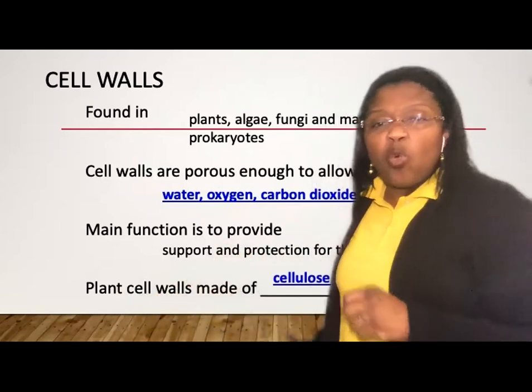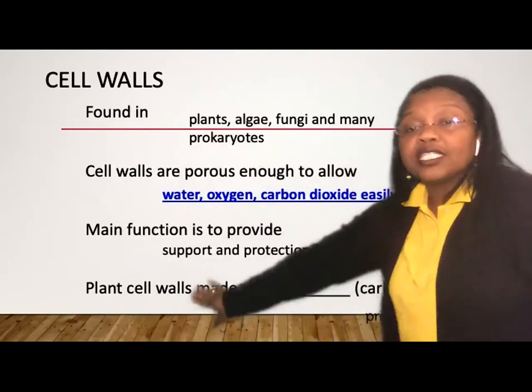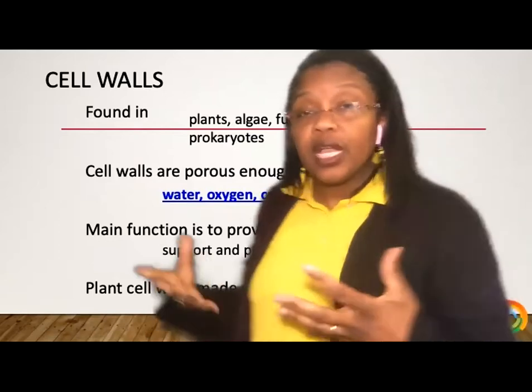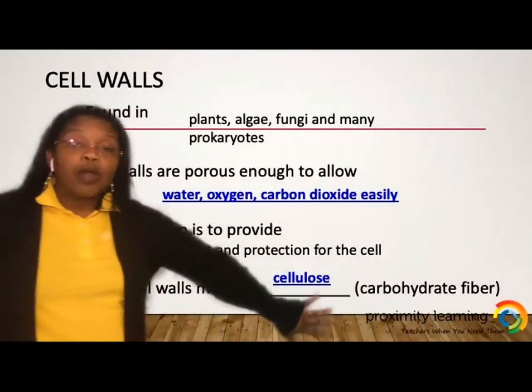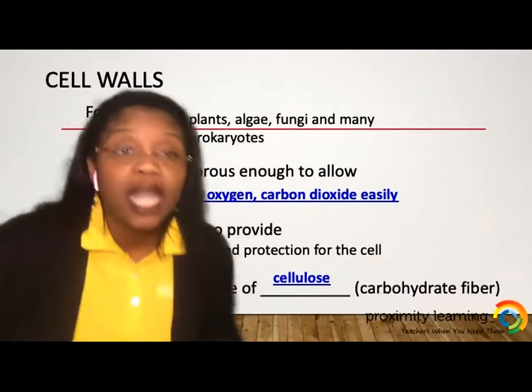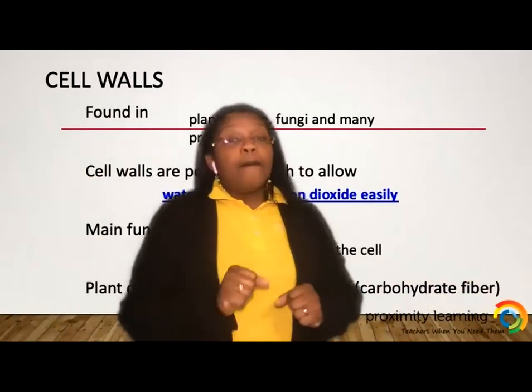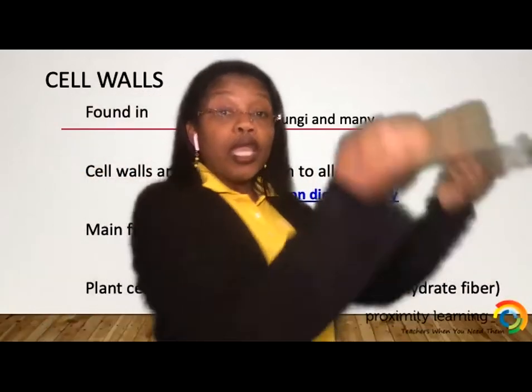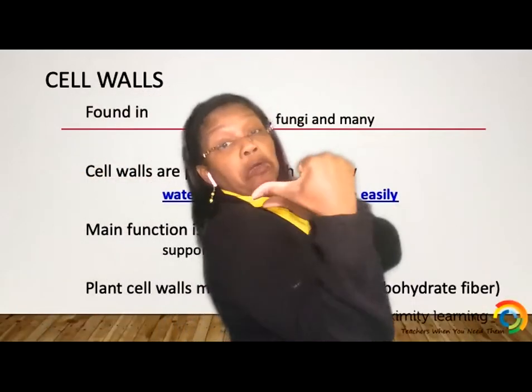What makes a cell wall so strong? Something called cellulose. It's actually a type of carbohydrate. It's a very complex molecule, what they call a carbohydrate fiber. This cellulose, guys, is something that we cannot break down. Interestingly enough, maybe you have heard the expression that when you eat corn, the way it goes in is the way it comes out.